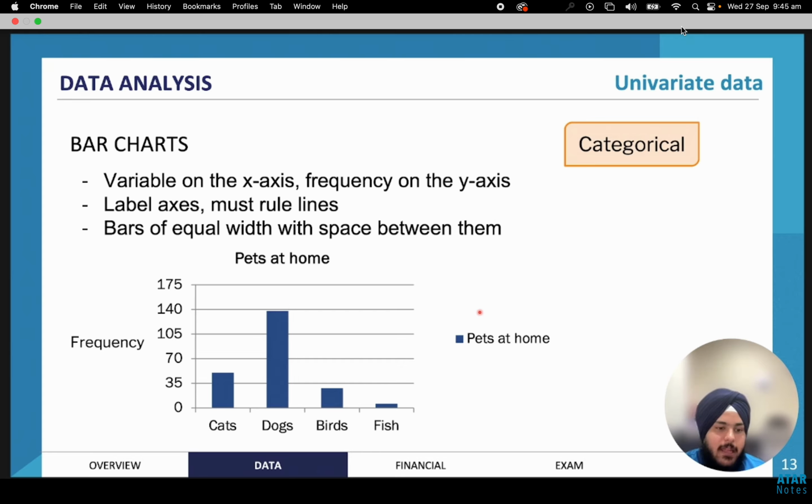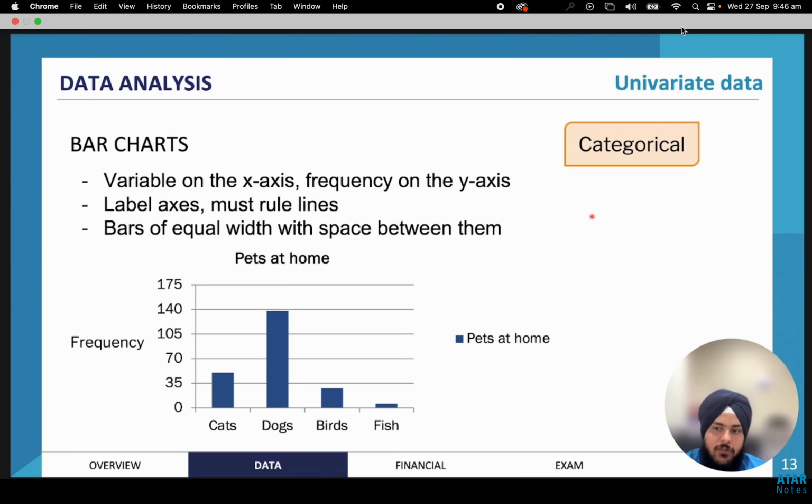Okay, now we have bar charts. Bar charts are literally just another way of representing frequency, but this is more of a graphical way of representing it as opposed to a more tabulated way. Bar charts have the variable that you're measuring, so for example, your categories on the x-axis, and then we'll have the frequency on the y-axis. When you're drawing a bar chart, some important rules are to label all the axes and also rule any lines properly. The bars also need to be of equal width with space between them.